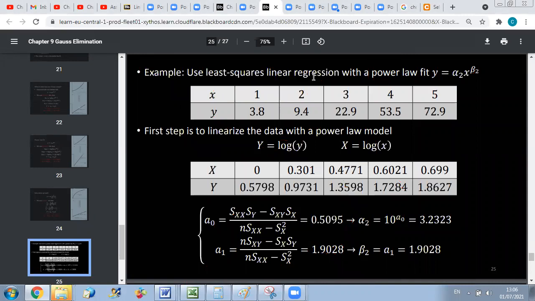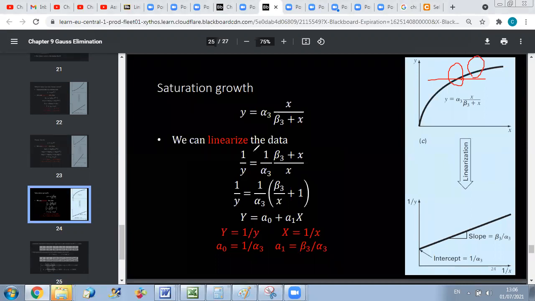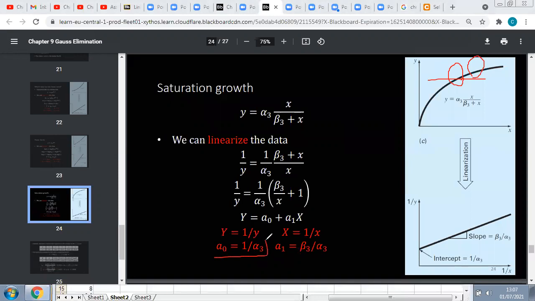So using the least squares linear regression with a power law fit, they usually help us by telling us which type to use, okay? But we can expect this if we do a graphical representation. And here they told us to do the fit with y equal to alpha 2 x power beta 2, okay? So if we want to find alpha 2 and beta 2, we should first find A0 and A1, and then use the relations between them, because after you do the linearization and get the linear fit, you have relations between A0 and alpha 3, and A1 and beta 3 over alpha 3. So once you know A0, you can deduce the value of alpha 3. And then once you have alpha 3, you replace it here, you get beta 3.